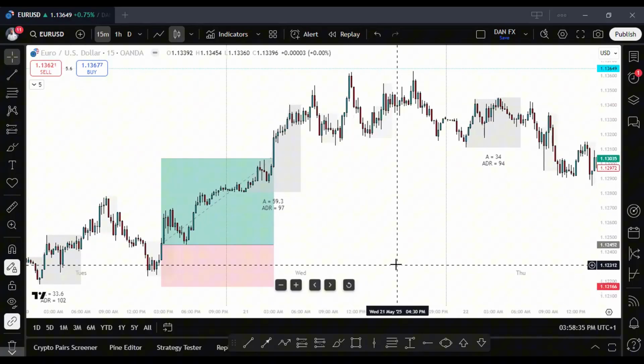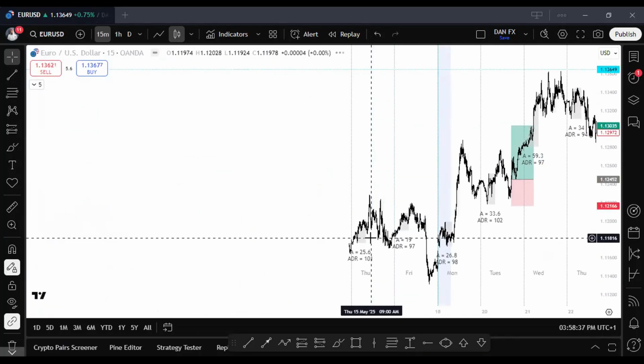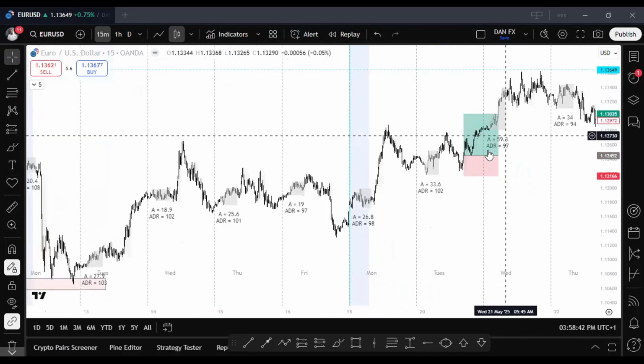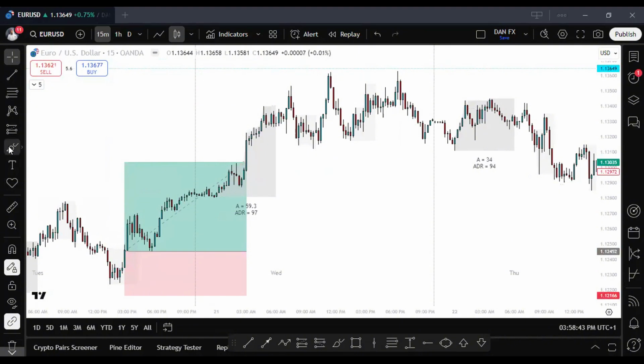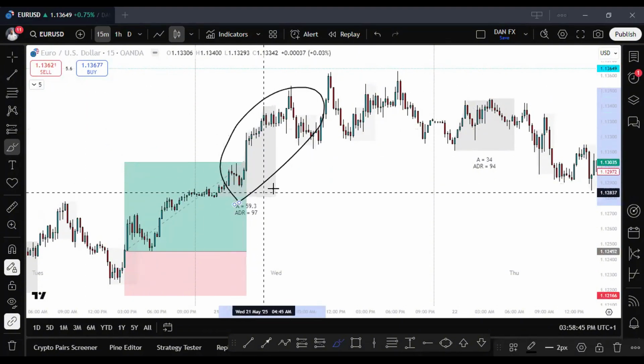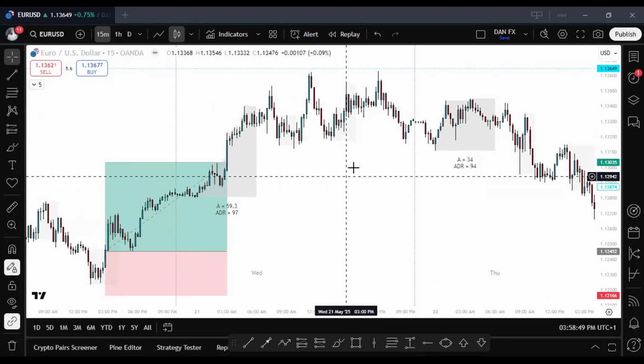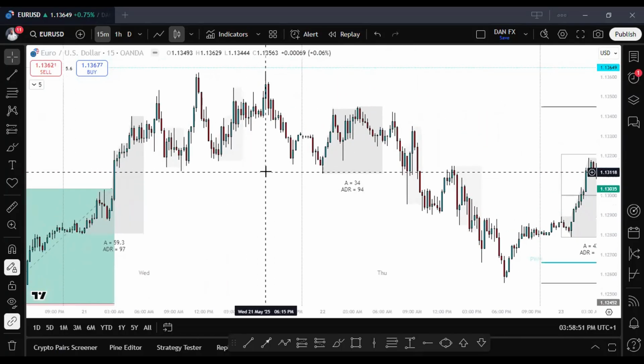Let's see the next day. Now, what level are we in? We zoom out. Level 1, we're in level 2. And then this up move here is level 3. So basically, we're not going to be looking for buys at this point. We're going to be looking for sells.